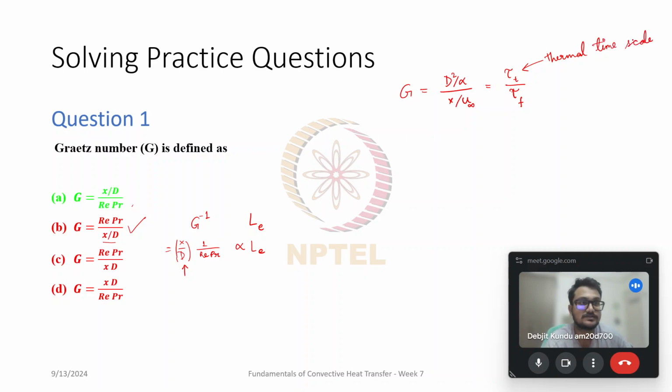which means it's the time taken for some heat to diffuse across length d. So you see d square by alpha, where alpha is the thermal diffusivity. And the denominator is another time scale, which is x over u. Some distance divided by velocity also gives us some time. That is the hydrodynamic or the flow time scale. That's the time taken for a fluid parcel to move across a distance x.